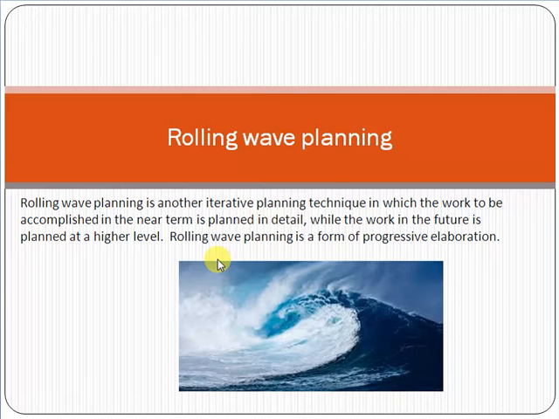So this was the concept of progressive elaboration, and rolling wave planning is a concept under progressive elaboration. Now we can talk about rolling wave planning. Rolling wave planning is an iterative planning technique in which the work to be accomplished in the near term is planned in detail, while the work in the future is planned at a higher level. Rolling wave planning is a form of progressive elaboration.